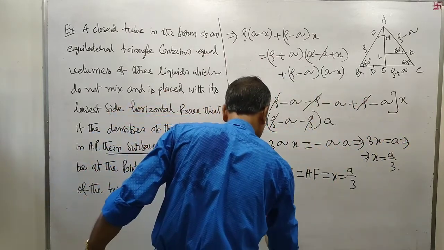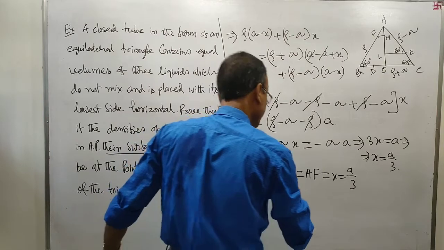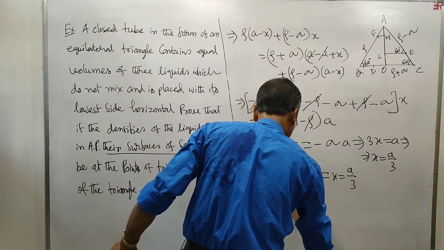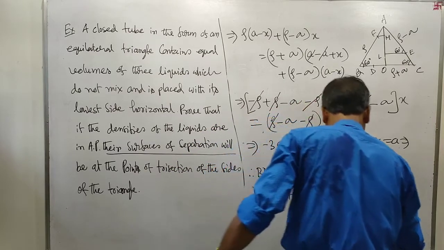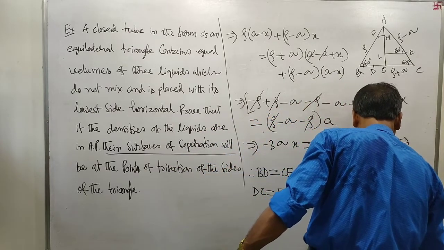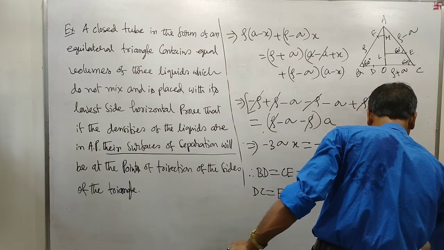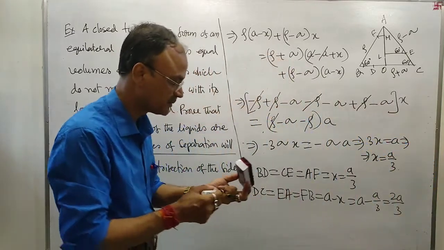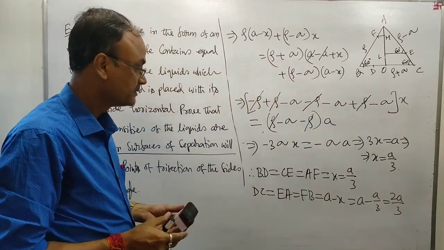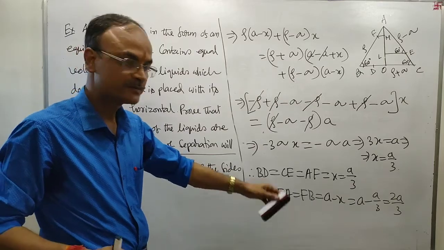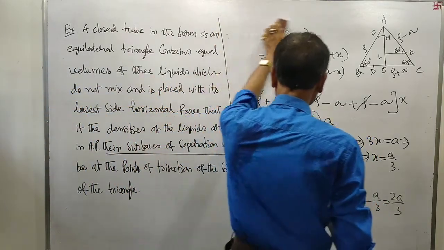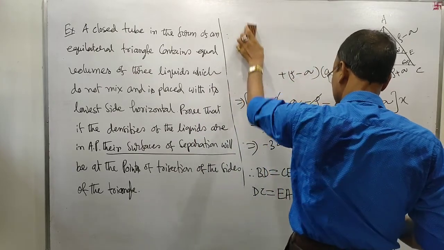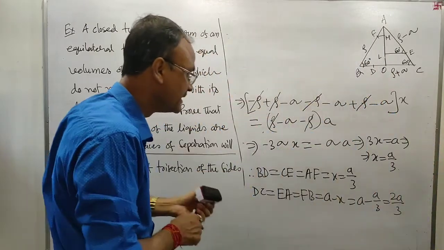DC equal to EA equal to FB. It is A minus X. This is equal to A minus A by 3, which is equal to twice A by 3. Right?